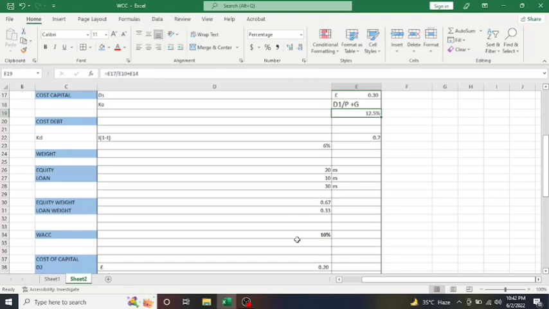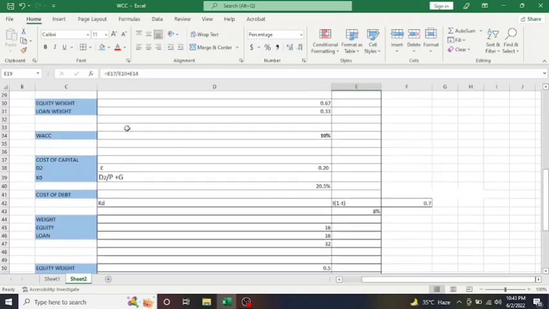For WACC, we have this formula: equity weight multiplied by the cost of capital, plus loan weight multiplied by the cost of capital. Cost of capital is 12.5%, equity weight is 0.67. We are going to multiply it, and then add 0.33, that is the loan weight, multiplied by our capital cost, that is 12.5%, and then we will end up with the answer of 10%.